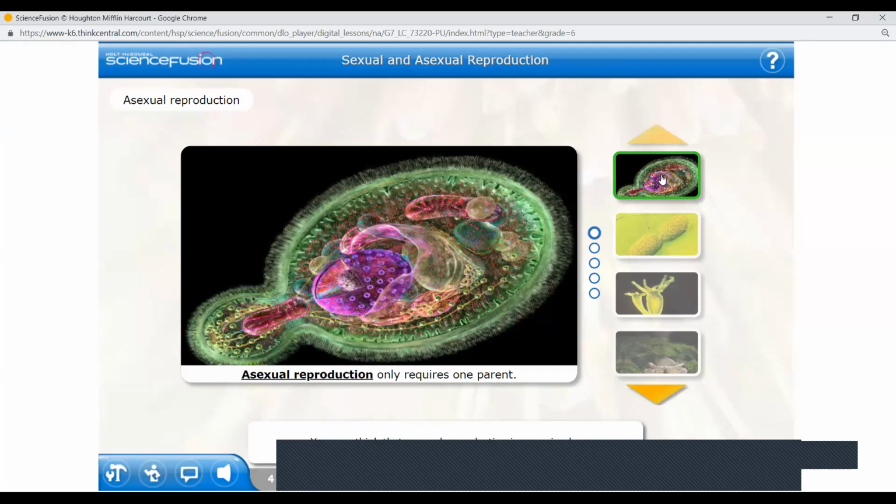Okay. You may think that asexual reproduction is very simple. It only needs one parent, and all the offspring are identical. But asexual reproduction can happen in many different ways.